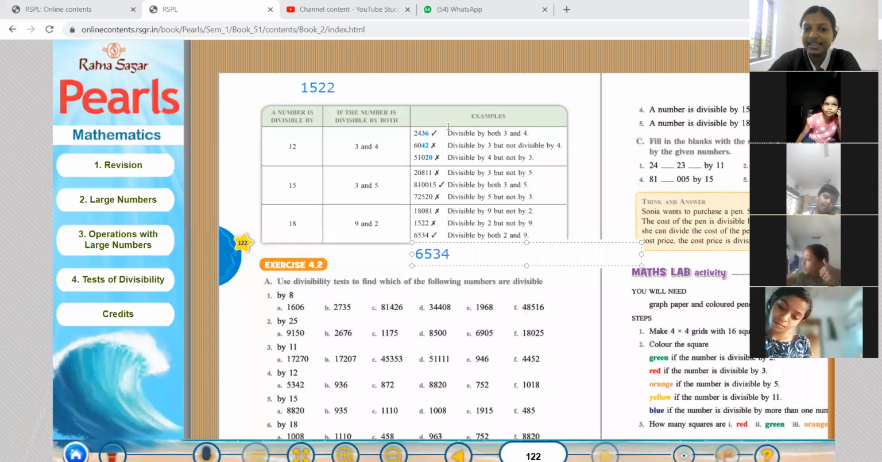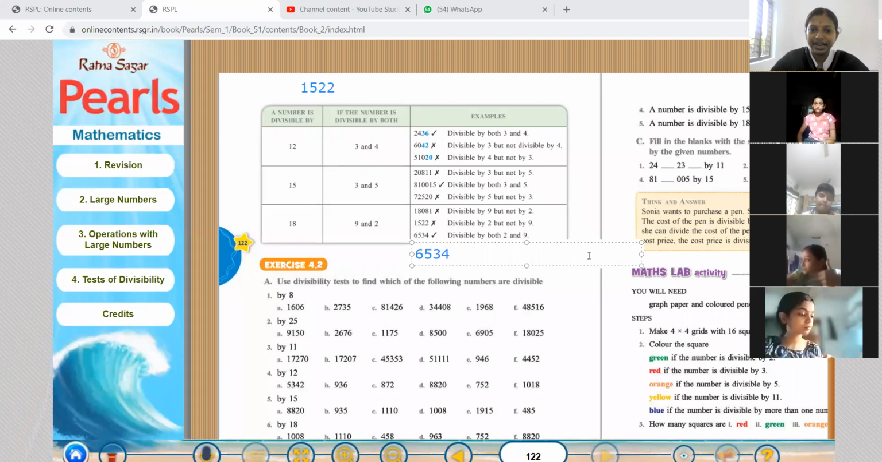Hence we get that the number 6534 is divisible by both 9 and 2. That's why we can say that the number 6534 is divisible by 18.